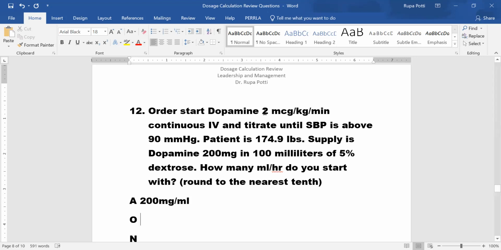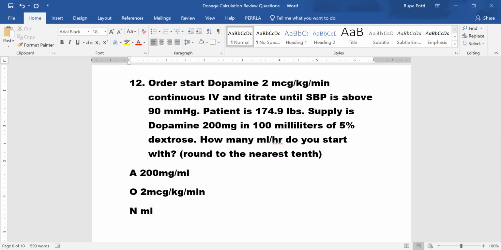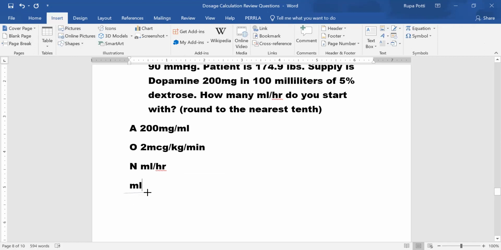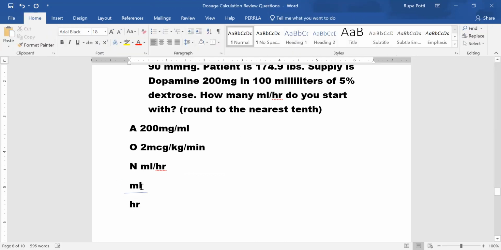What is the order? It says 2 micrograms per kilogram per minute. And then what is it that you need? Again, ml per hour. So this is how you have to start your problem. As before, start your problem with what it is that you need, which is nothing but your ml per hour. That means your numerator should be ml.